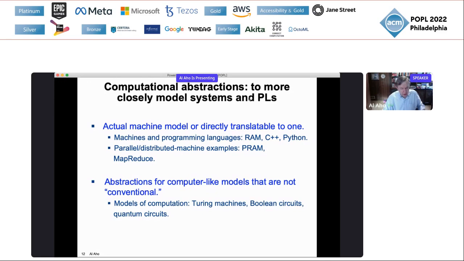Our fourth category we called computational abstractions. These abstractions more closely model actual machines and programming languages, and they are Turing complete. Other computational abstractions of this nature are Turing machines, Boolean circuits, and quantum circuits, which I will discuss in the last part of my talk.